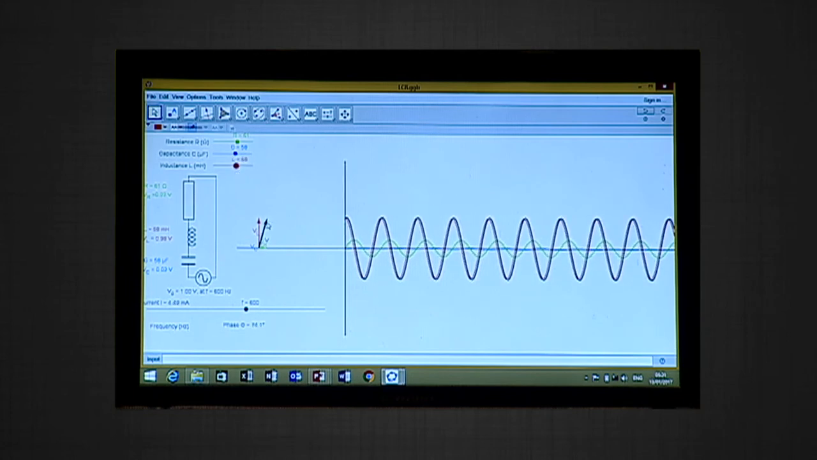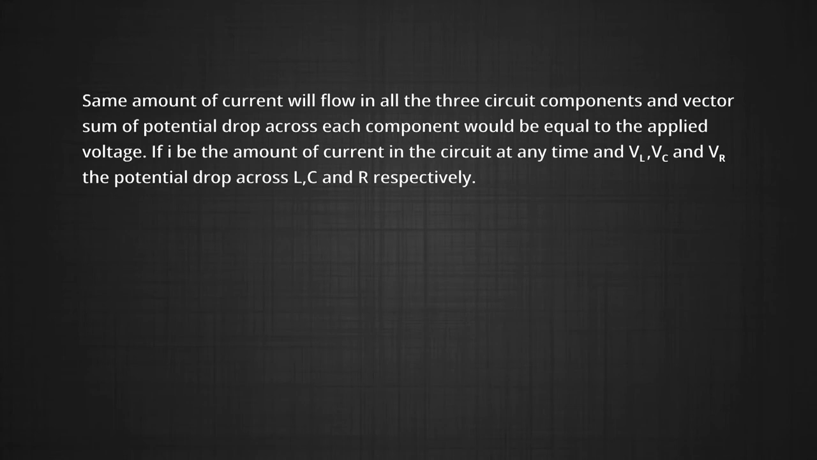Here you can look at this. The values are changing when the values of R and C are changing simultaneously. If we keep one value constant, you can see how C is changing in the graph, and if I increase L, how it is changing in this vector phasor diagram. The same amount of current will flow in all three circuit components, and the vector sum of the potential drops across each component would be equal to the applied voltage.